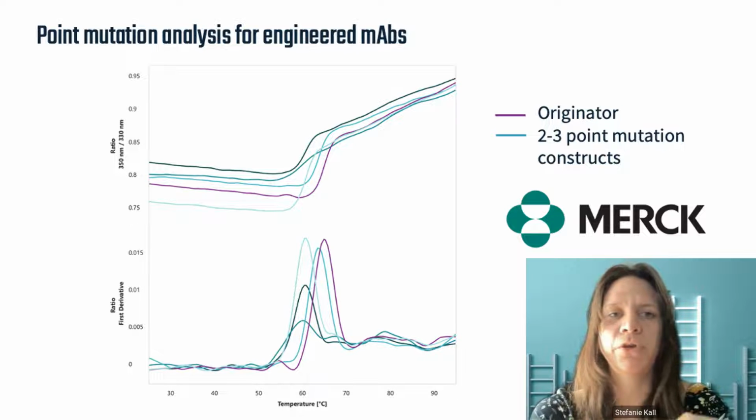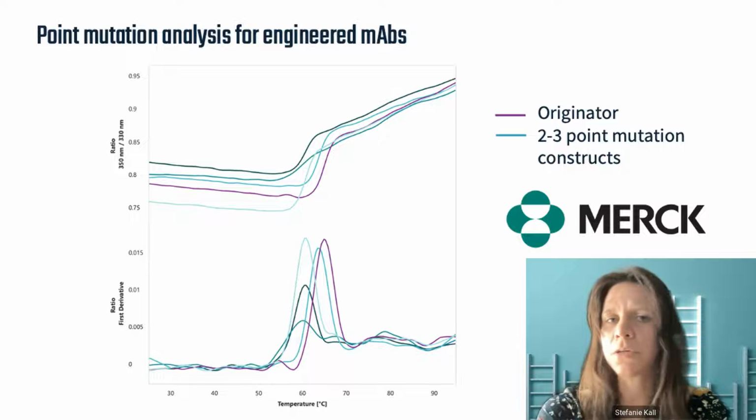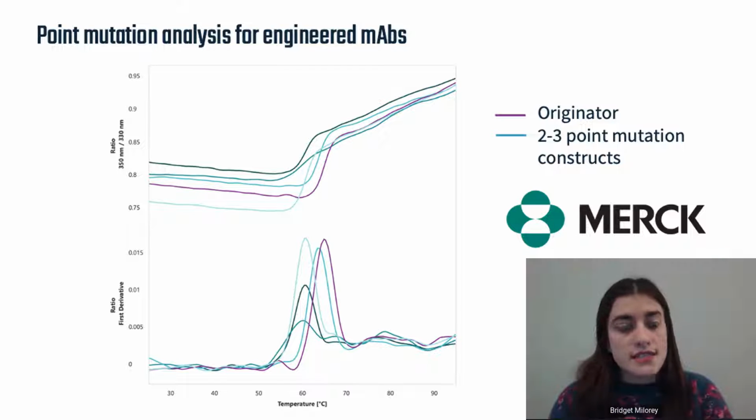So can you really briefly talk about what the experimental setup was here? Yes, so for the experiment, the concentration of these samples was 2 mg per mL, and the researchers did single runs for their measurements. This was because they felt confident enough in the data resolution with a single run in order to accurately compare their constructs to the originator.